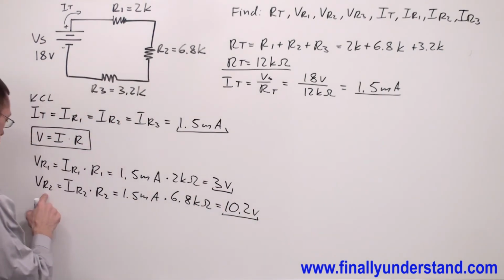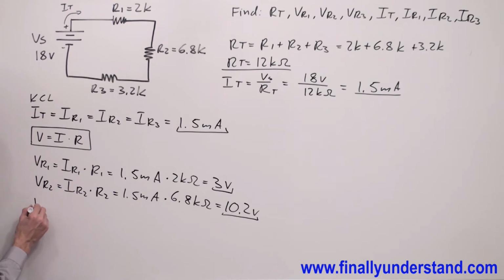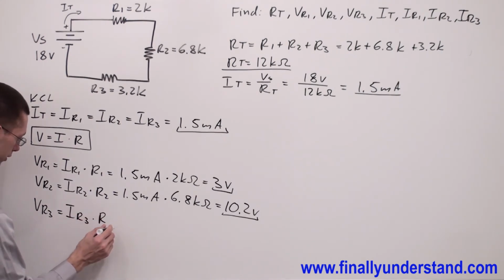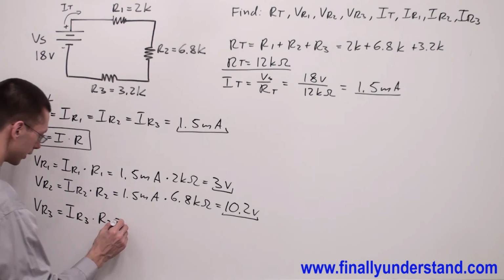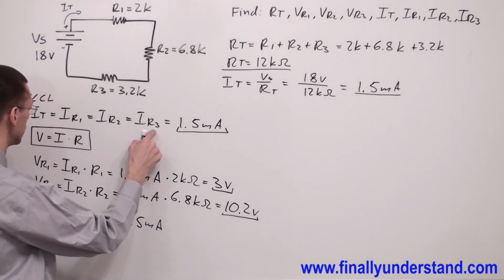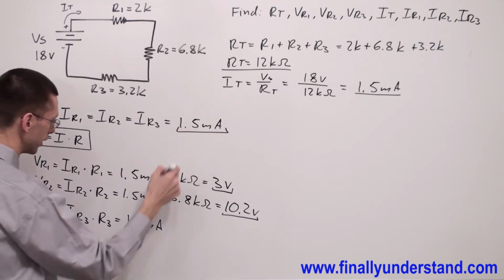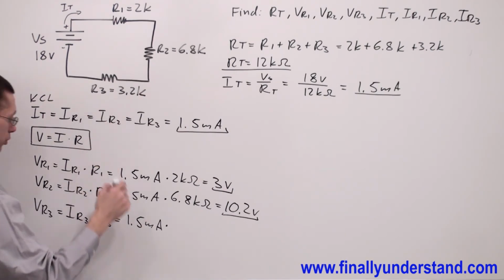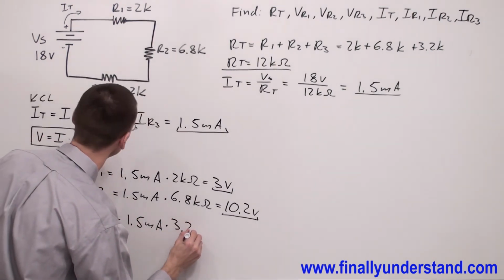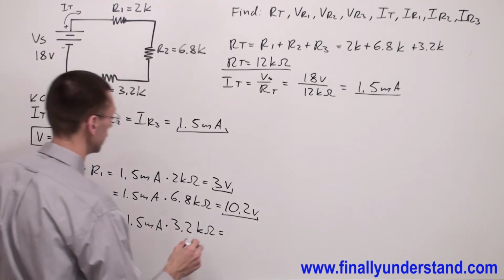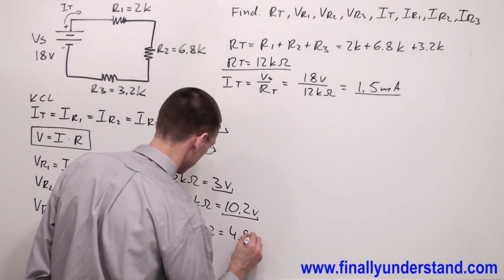across my resistor R2. If I want to find voltage across resistor R3, this is nothing else, just IR3 times resistance R3, which is equal, again, 1.5 milliamps, because my IR3 is equal to I total, 1.5 milliamps, times resistance of resistor R3, which is equal 3.2 kilo ohms. And this is going to be equal 4.8 volts.